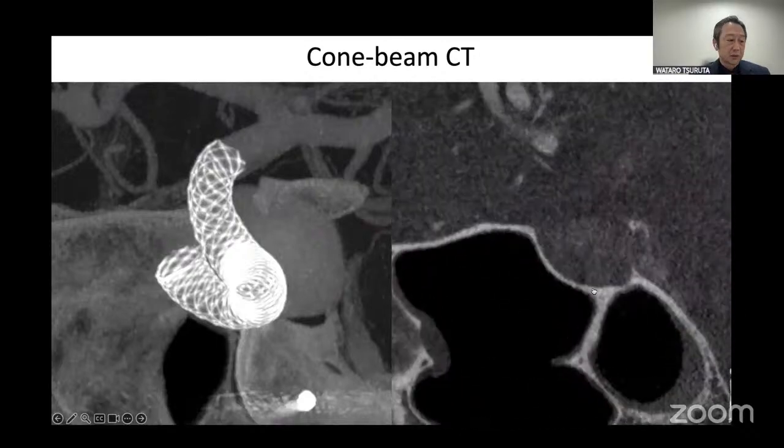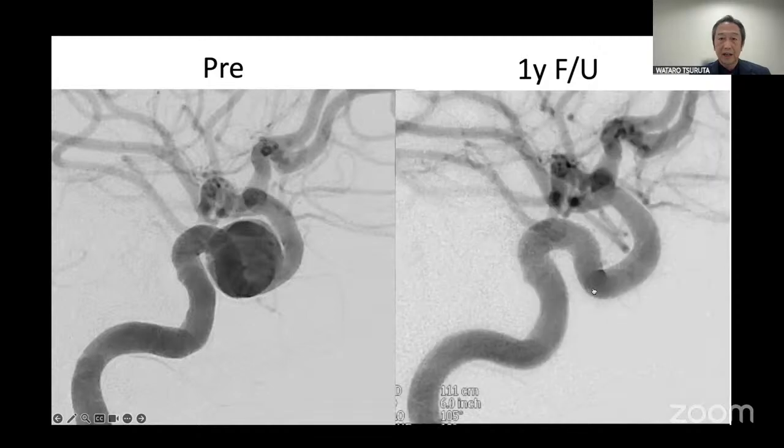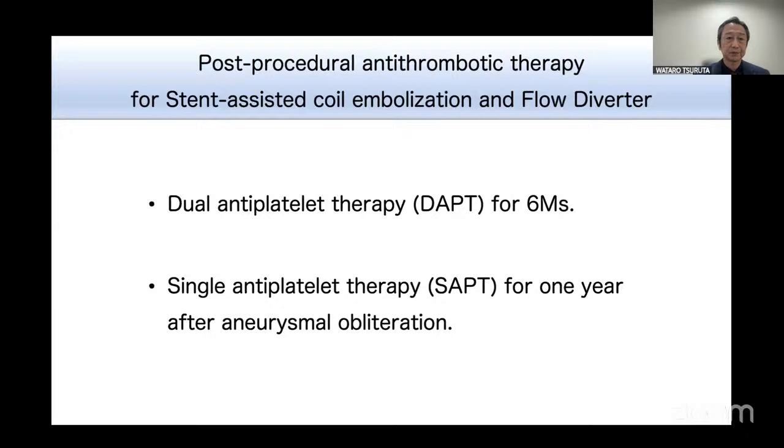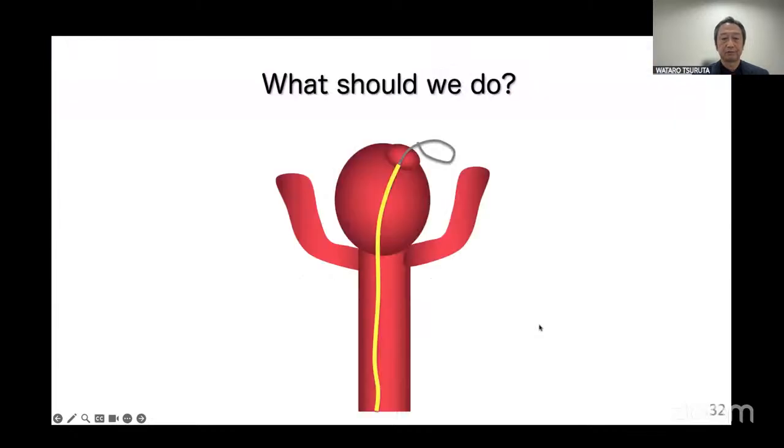And this shows peri-procedural antithrombotic therapy for aneurysmal embolization. When we treat an unruptured aneurysm, dual antiplatelet therapy for more than 2 weeks before the procedure, and intra-procedural systemic heparinization. And in the ruptured case, we do only intra-procedural systemic heparinization just after sheath introduction. And in the case of stent-assisted coiling and flow diverter, we continue dual antiplatelet therapy for 6 months, followed by single antiplatelet therapy for 1 year after aneurysmal obliteration.